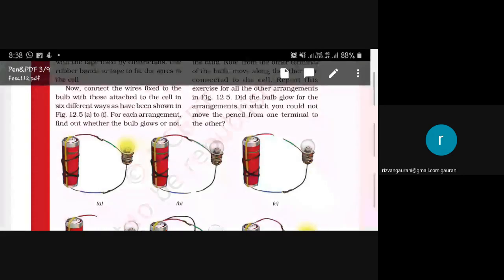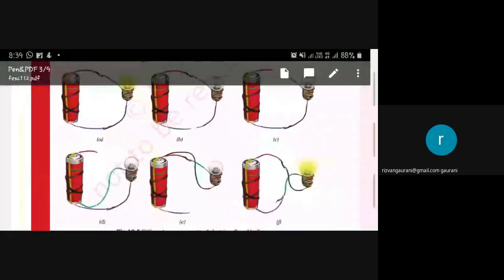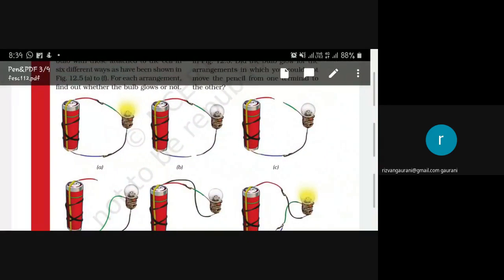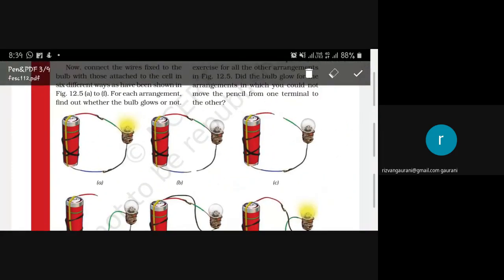Now we have to see how this is working. Here in the first, both wires are connected at the ends. Look, it is connected, so the bulb is lighting. Watch this carefully, this is very important. In figure A, all four ends are connected to each other, the green, red, blue and black. So the bulb is lighting.